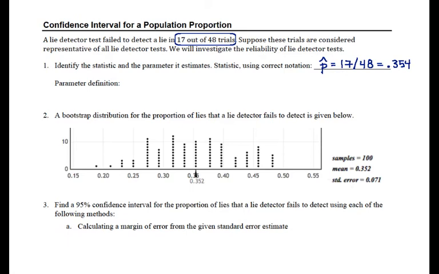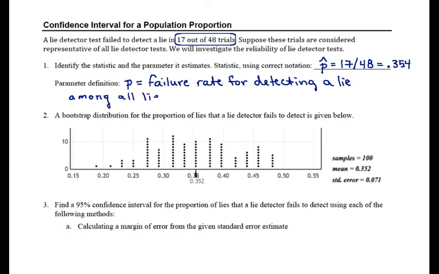The population proportion that represents, we'll call P, and that is the failure rate of detecting a lie for all lie detector tests. We'll say among all lie detector tests. I'm clarifying the failure rate of detecting a lie because the other kind of failure would be to indicate that something's a lie when it's not, right? So we're just looking specifically at the failure rate of somebody is lying, does the detector catch it?